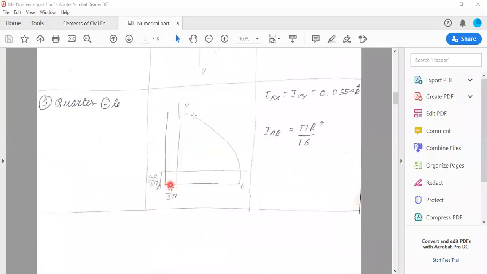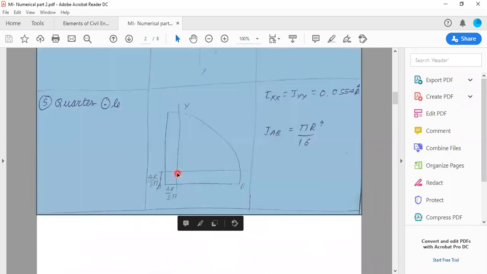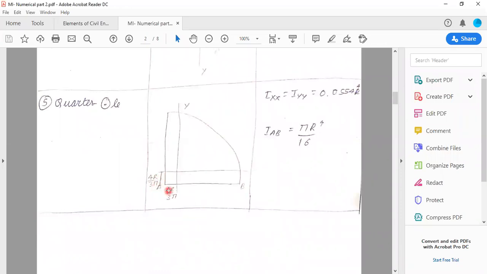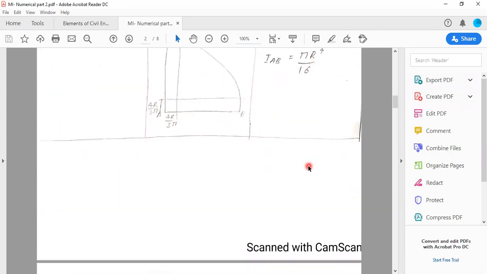When we have a quarter circle, this is the radius, this is also the radius. When I find the CG, this is where the CG is going to lie, right? So 4r by 3 pi, 4r by 3 pi. Here Ixx and Iyy are equal to 0.0554 r raised to 4, and about its base AB is pi r raised to 4 by 16. So these are some of the standard cases.